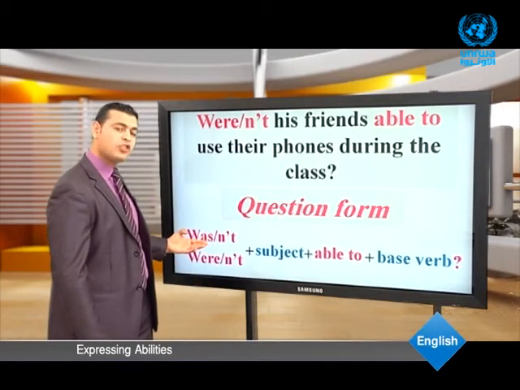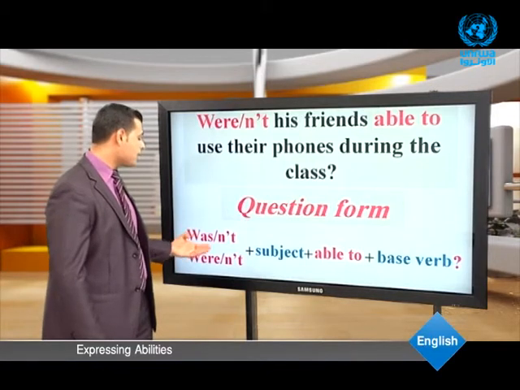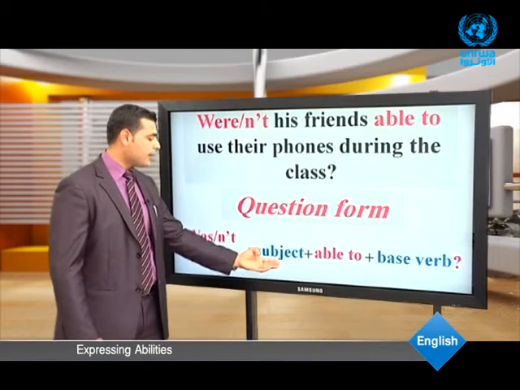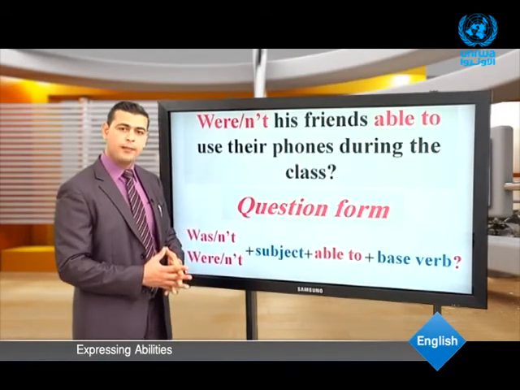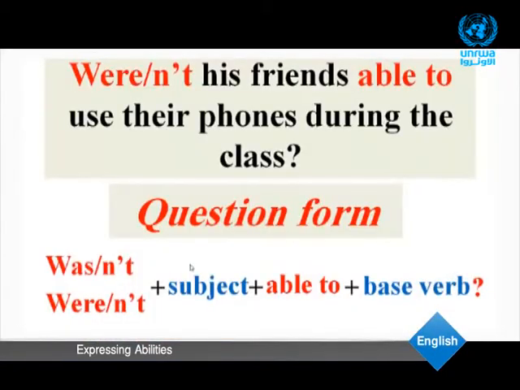Here we start our question with was or wasn't, were or weren't, plus the subject, plus able to, plus the base verb, and then we end up with a question mark.